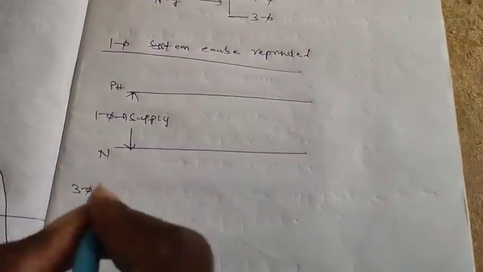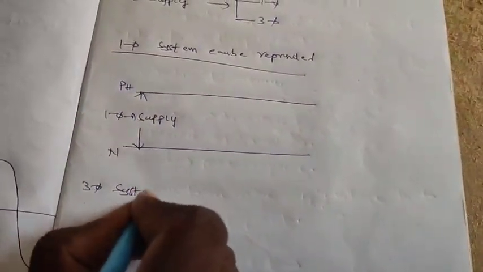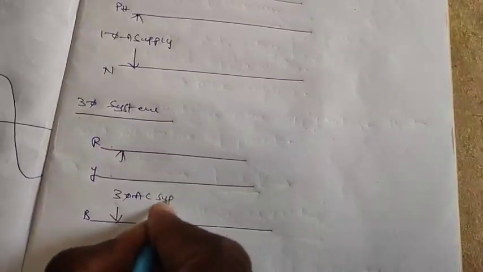For a three phase system, we have three phases: phase 1, phase 2, and phase 3, with colors indicated as R, Y, B. This is the three phase AC supply system. This is the brief discussion about DC and AC supply.